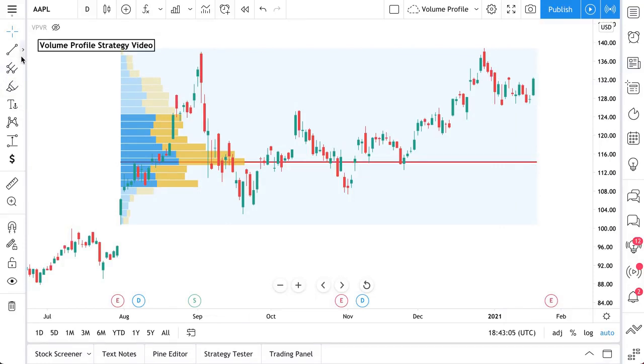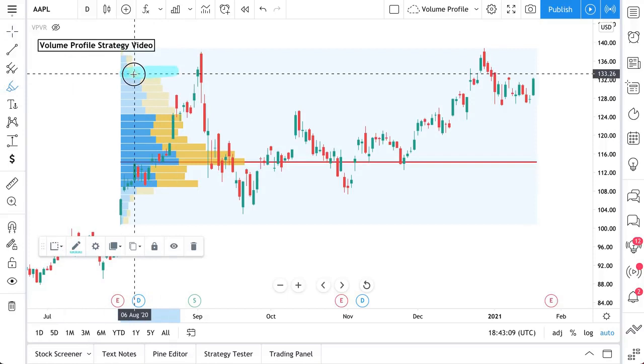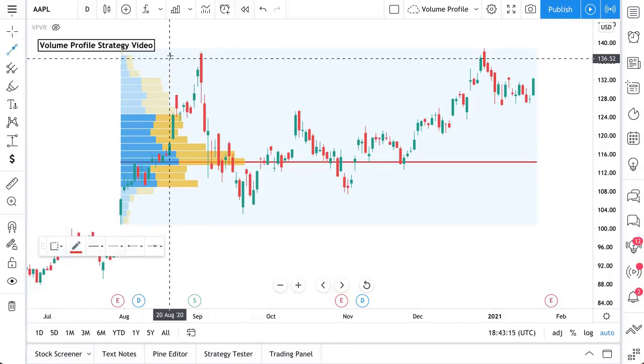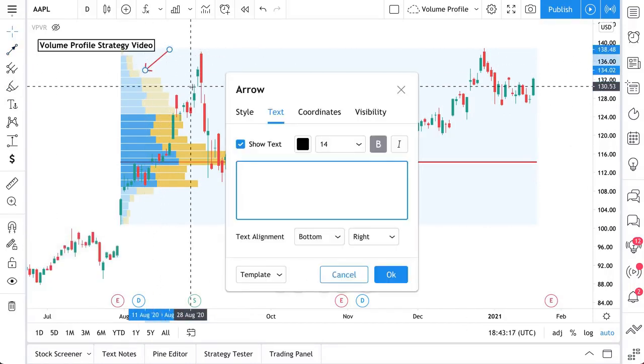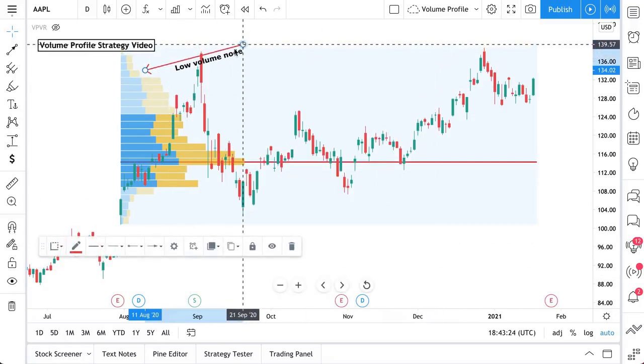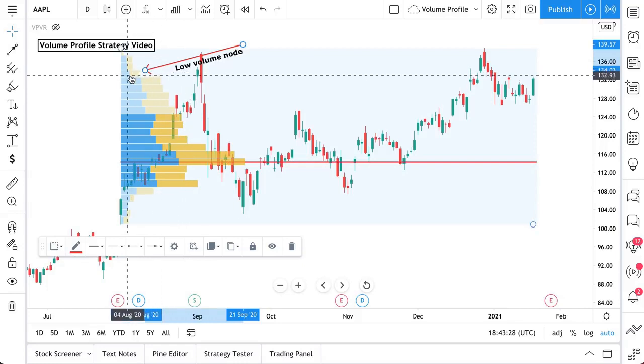Well, what's rather interesting if you look is you can see that volume has over this time period gotten very thin at these levels. You might call this a low volume node. So we'll make an arrow here and look at this low volume node. What this means is we're saying that at this price level of about $133 per share, volume seems to not increase much at all.